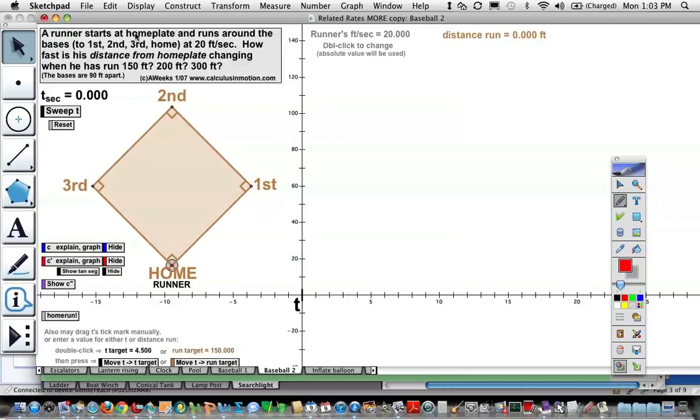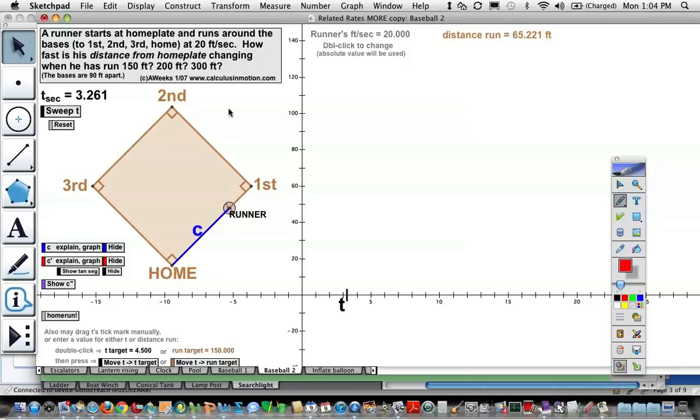Let's do this one. Runner starts at home plate, runs around the bases at 20 feet per second. How fast is his distance from, now this time we're saying from home plate, changing. So C is going to be his distance from home plate. Now right now, what is C prime?